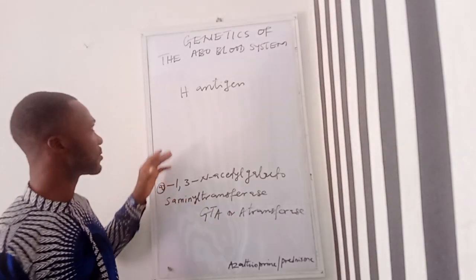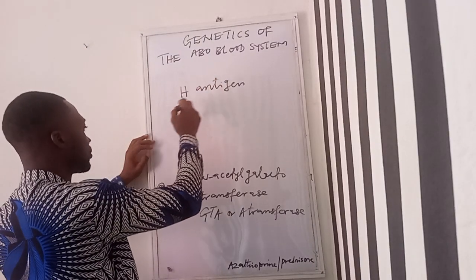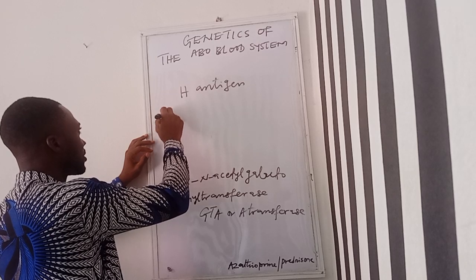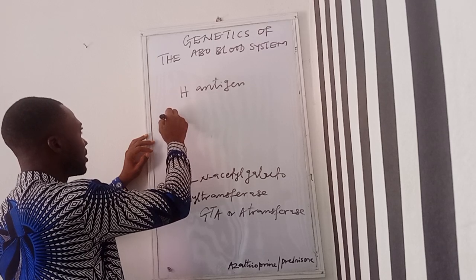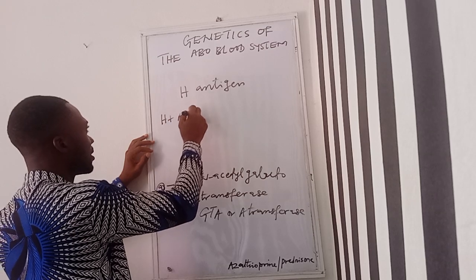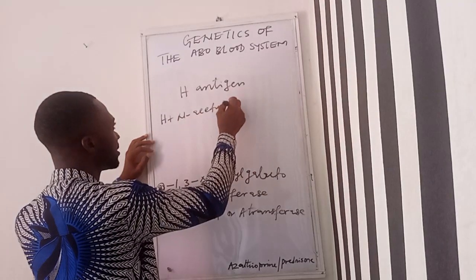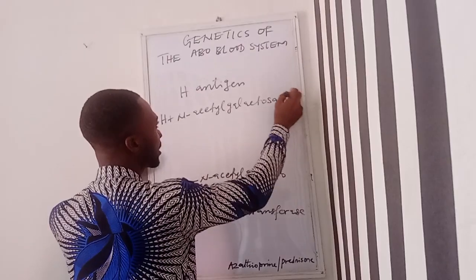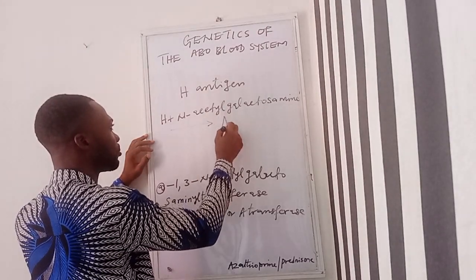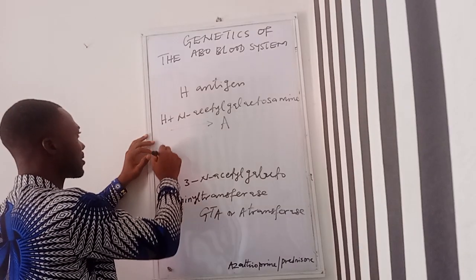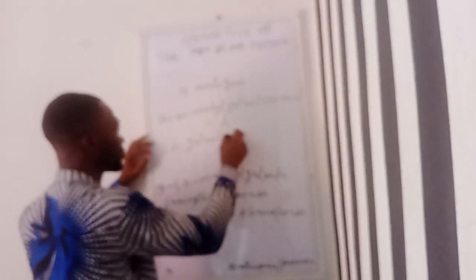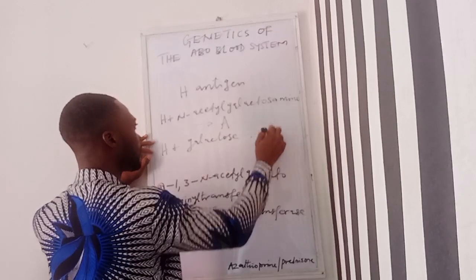So what this enzyme does is to add a carbohydrate to the H antigen. H antigen plus N-acetylgalactosamine will result in blood type A, whereas H antigen plus galactose will result in blood type B.